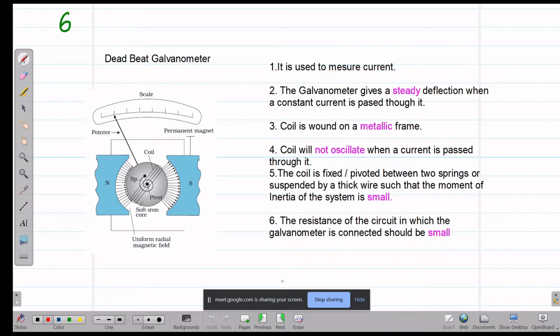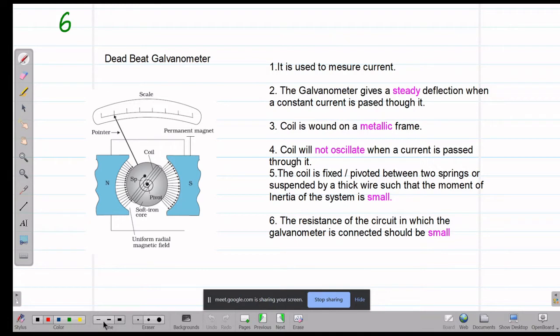In our syllabus, we will describe and discuss in detail the ballistic galvanometer. As far as the deadbeat galvanometer is concerned, we will only have to remember the conditions under which a ballistic galvanometer can become a deadbeat galvanometer. So what am I trying to tell?